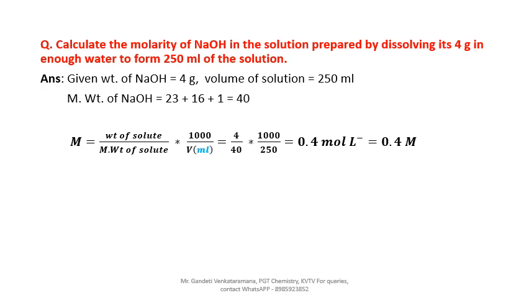Next, focus on the answer. Molarity equal to weight of the solute by molecular weight of the solute, because the number of moles is not given directly in the question. So first, what is given? Weight is given. When weight is given and molecular weight is available, we have to take this formula. M equal to weight of the solute by molecular weight of the solute into 1000 by V in mL. Weight 4 by molecular weight 40 into 1000 by 250 ml. 0.4 mole per liter or 0.4 capital M.